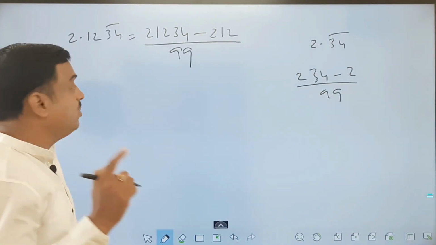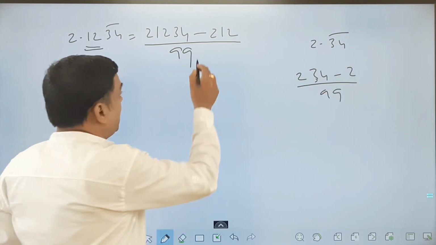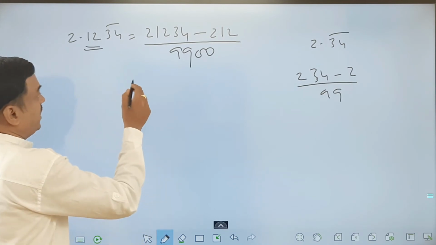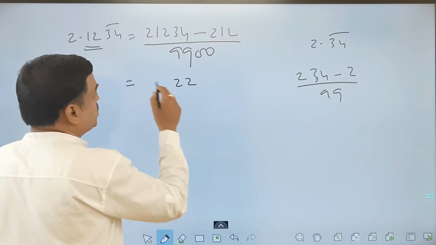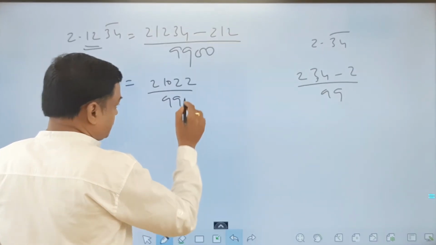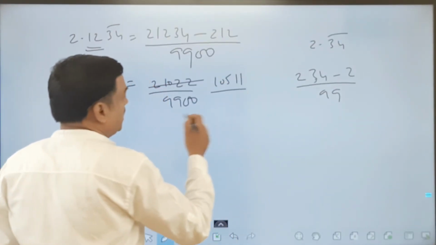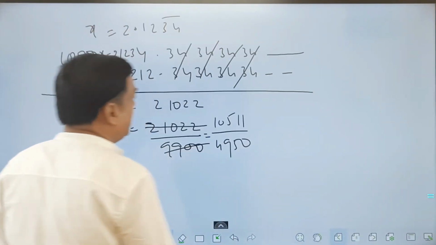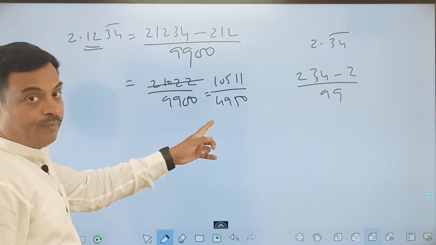Additionally, there is only one thing I need to do. There are 2 decimal values without bar, so I need to add 2 zeros here. So that is the point. Now when you subtract, 34 minus 12 is 22, and 212 minus 2 is 210, upon 9,900. When you cancel it, this is 105 upon 4950, which is what we have. You see the previous slide, we got the same value, the same number by the shortcut also. Okay.